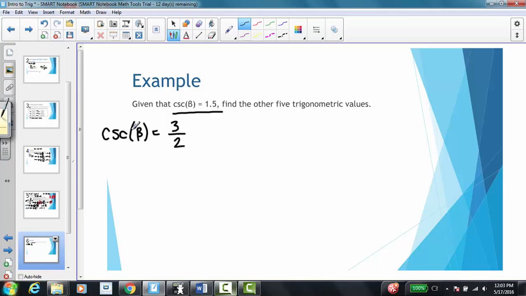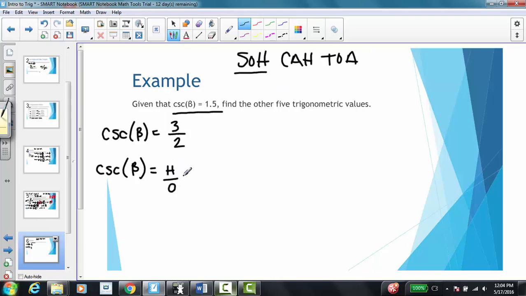So we also know that cosecant of our angle beta is the reciprocal of sine. If we recall SOHCAHTOA, we know that sine is opposite over hypotenuse. So the reciprocal is going to be hypotenuse over opposite, which we said was 3 over 2. So now I know my hypotenuse is 3, and my side opposite of angle beta is 2.